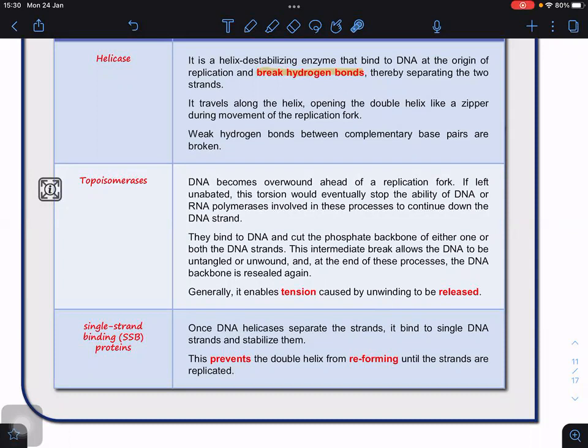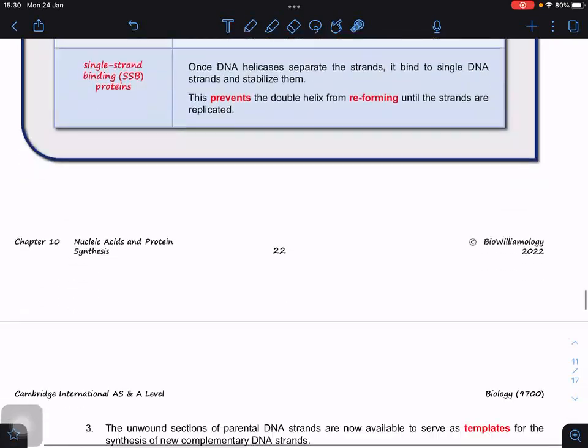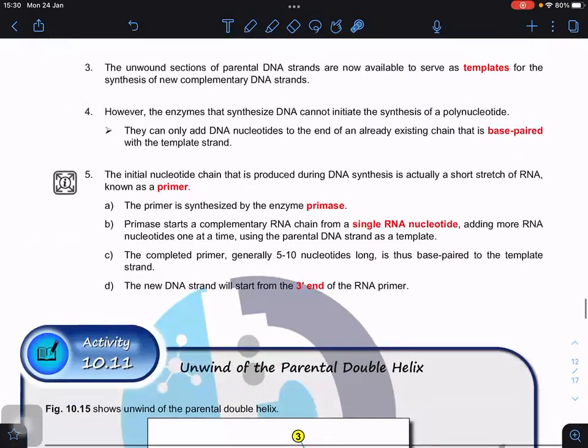Then we have the single strand binding protein. Single strand binding protein prevents the double helix from reforming until the strands are replicated, because the double helix will form back the hydrogen bonds. So the unwound sections of parental DNA are now available to serve as templates.